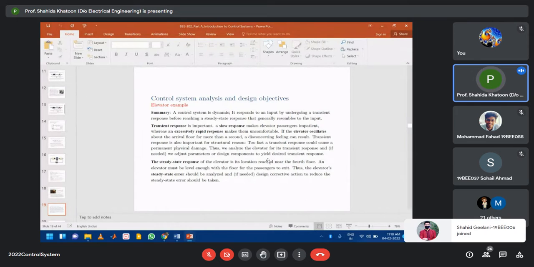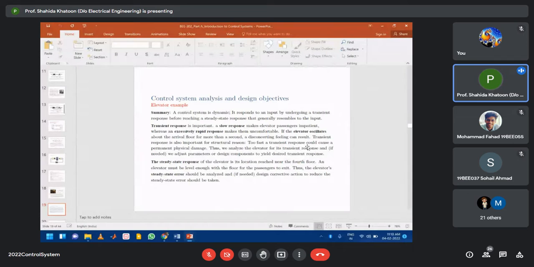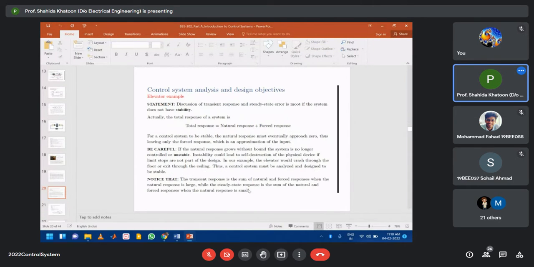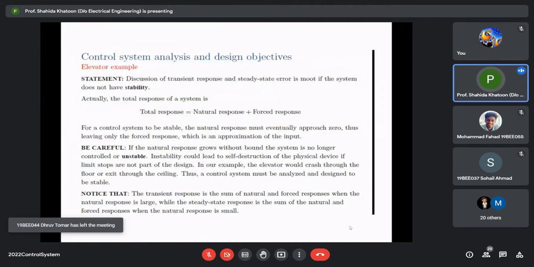The steady state response of the elevator is its location reached near the fourth floor. An elevator must be level enough with the floor for the passenger to exit. Thus, the elevator's steady state error should be analyzed and corrective action designed to reduce the steady state error as low as possible. So the discussion of transient response and steady state response is moot if the system does not have stability, right? So the system must be a stable system.